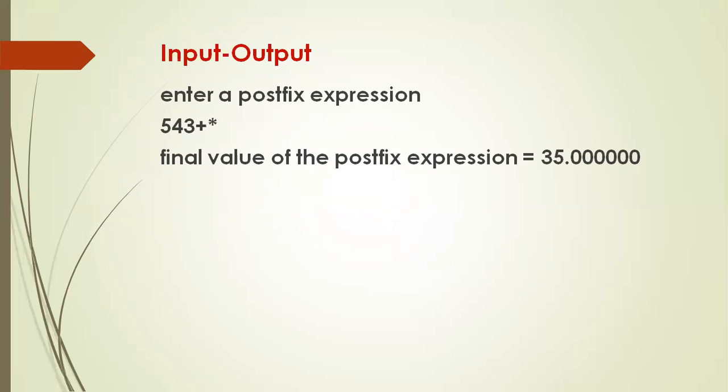Given the expression of 5 4 3 plus star. First P of 0 is what? 5. Push it. Next P of 1 is what? 4. Push it. Next P of 2, that is also an operand. Push it. Next operator is what? Plus. In that case, N1 becomes 3 and N2 becomes 4. 4 plus 3, 7. Once again push it back into the stack. Now your stack contains 5 comma 7. Then the star operator comes. Then N1 becomes 7 and N2 becomes 5, means 5 into 7, it becomes 35.